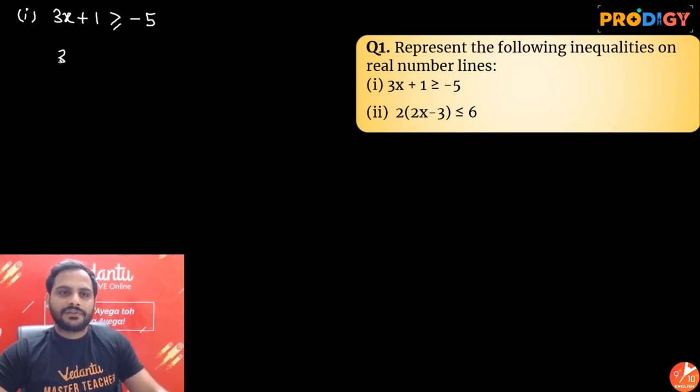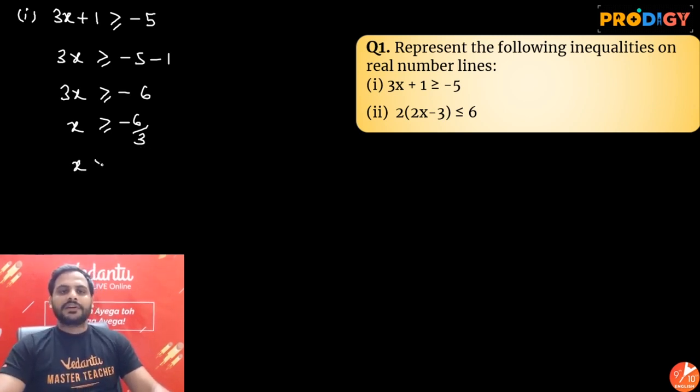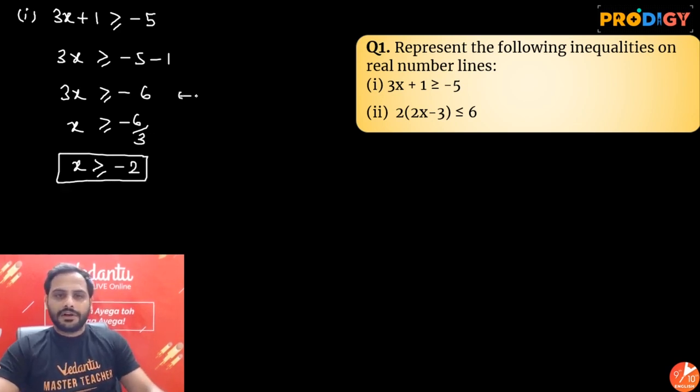Shift 1 over there, so 3x is greater than or equal to minus 5 minus 1, which is minus 6. So 3x is greater than or equal to minus 6. Shift 3 in division, x is greater than or equal to minus 6 by 3. Since it is division by a positive number, no need to change the sign. So x is greater than or equal to minus 2.